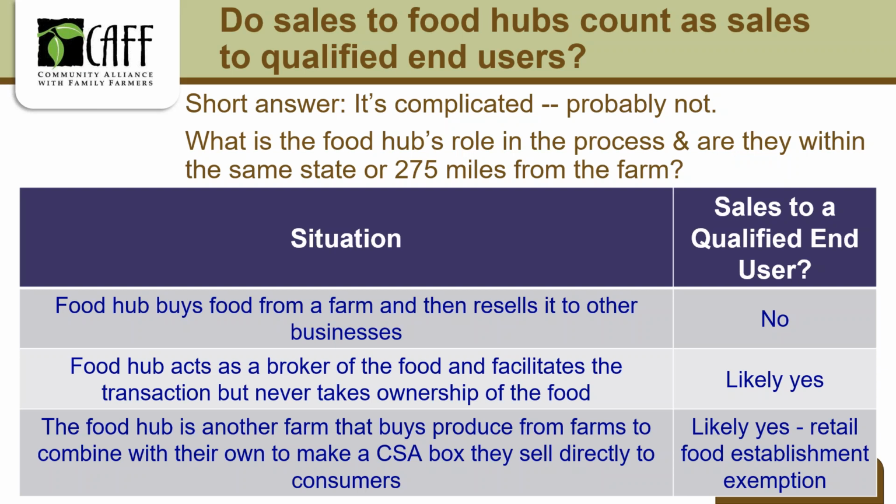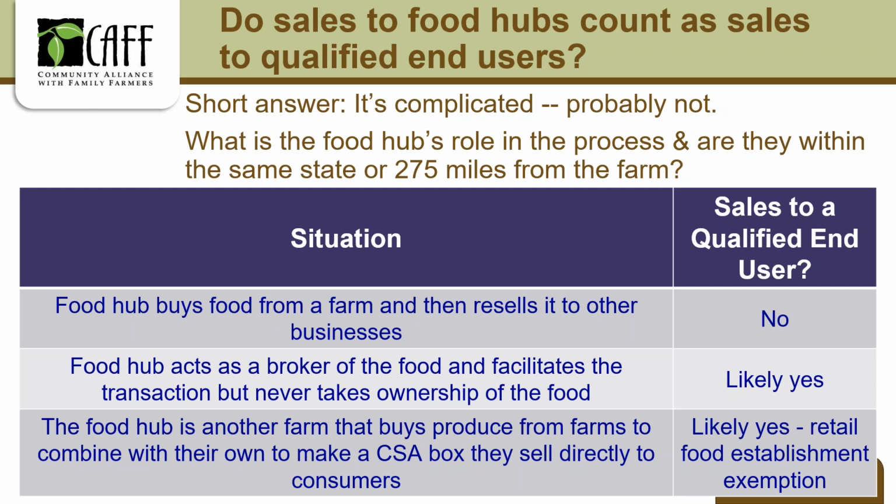And the second scenario that exists out there in the world is that some food hubs act as a broker of the food, and they just facilitate the transaction, but they never take ownership of the food. And so if that's the scenario that is happening for a farm, it's likely yes, that the sales through that channel would be considered sales to a qualified end user, but you'd want to look into that more, and feel free to reach out if that applies to you.